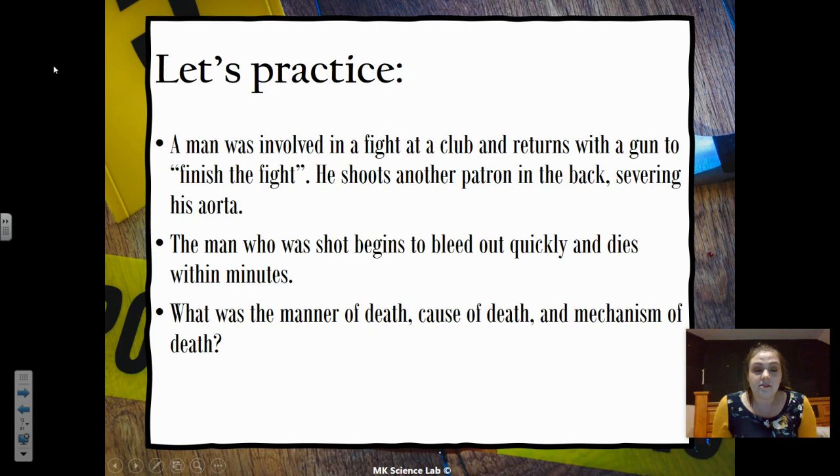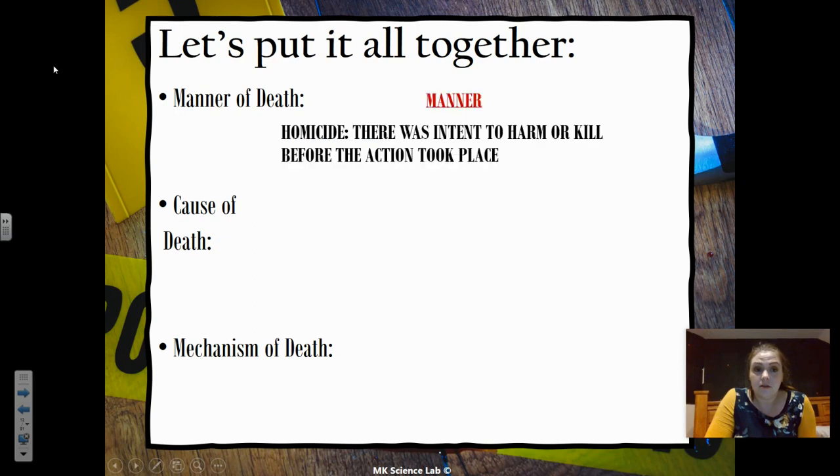Okay, so let's practice an example. A man was involved in a fight at a club and returns with a gun to finish the fight. He shoots another patron in the back, severing his aorta. That's the large vessel at the heart, the one that carries blood out of your heart. The man who was shot begins to bleed out quickly and dies within minutes. What was the manner of death, cause of death, and mechanism of death?